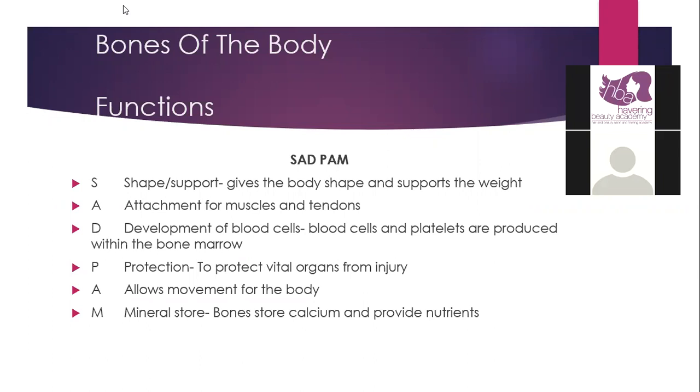We're starting on the bones of the body. What we are doing is writing this acronym down. It's SAD PAM, and this is how we remember the functions of the skeletal system. So if you just want to write this down, SAD PAM: the skeletal system gives us shape, attachment to muscles, development of the blood cells, it allows protection of vital organs and allows movement for the body.